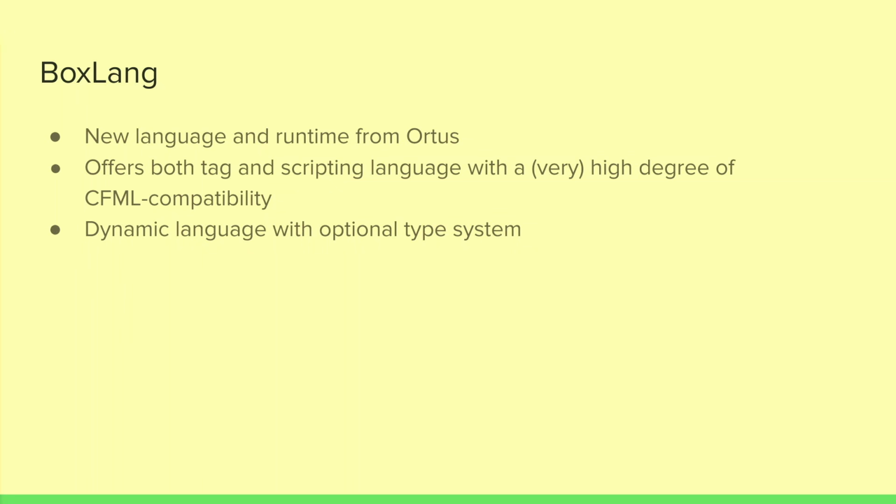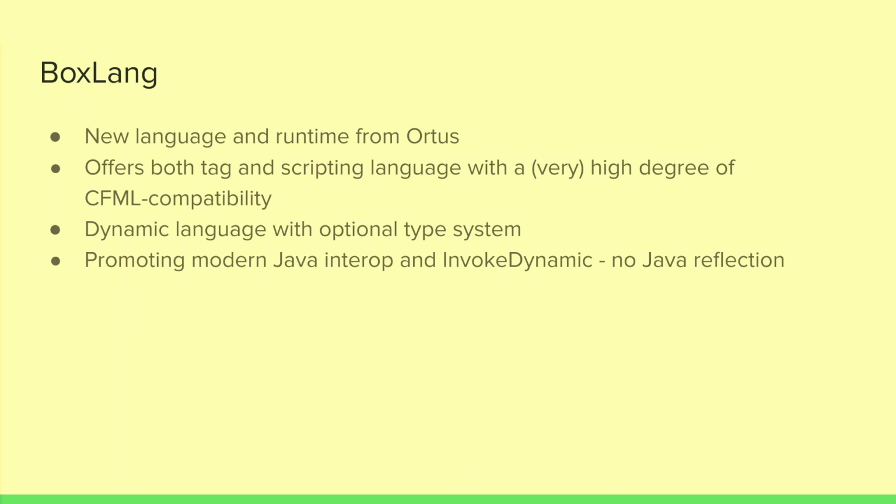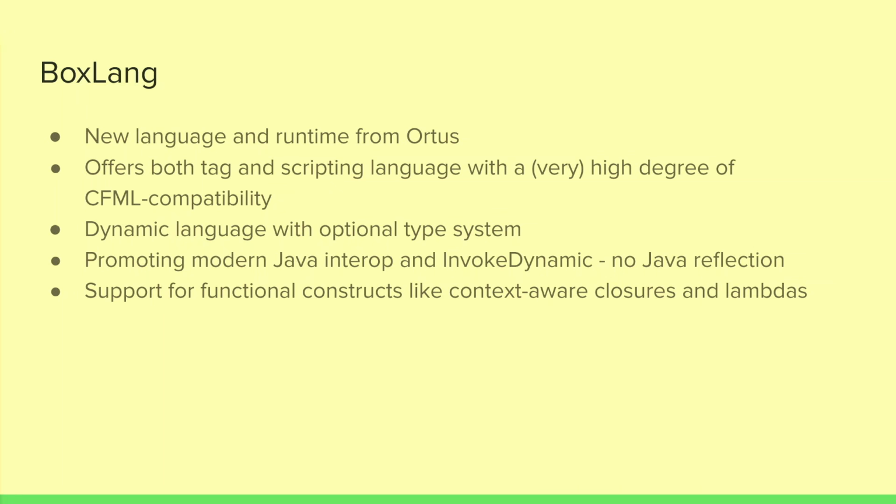Dynamic language, optional type system, so you can actually use typing if you want to. Promoting a lot of really good modern Java interop using invokedynamic. There's no Java reflection anymore. You can run it, or you have to run it on a modern JDK and a JVM, not on something like Java 8 or Java 11 anymore, which is frankly quite annoying in 2024 these days.